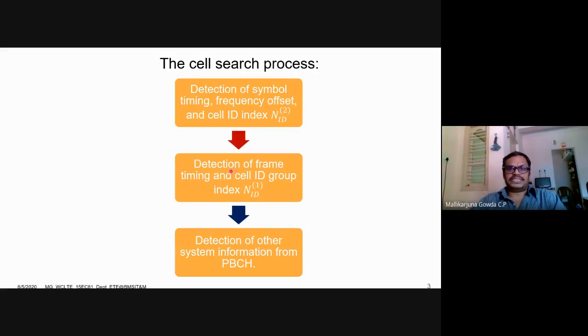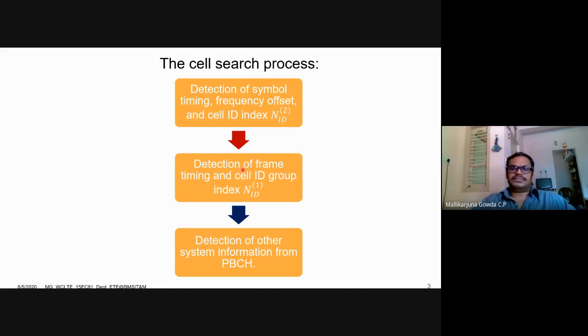Okay, the next step is detection of the frame timing and the cell ID group index, NID1. So what is the value of NID1? This is the physical cell ID group index, and its value is from 0 to 167. It means there are totally 168 cell ID group indexes. With that, there are three values of NID2, meaning three different sub ID groups. So 168 times 3, we will get 504 unique physical cell IDs. Okay, that is the second step.